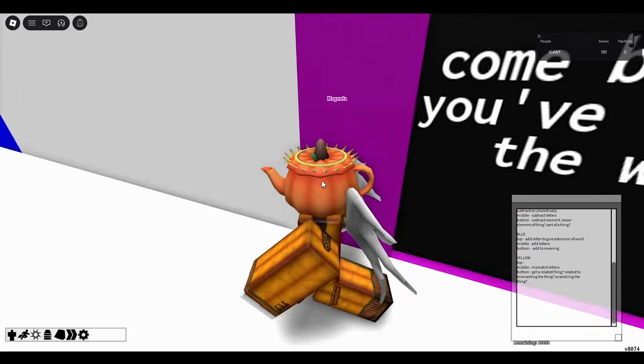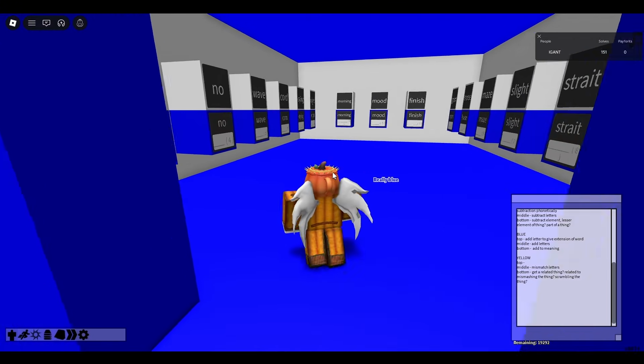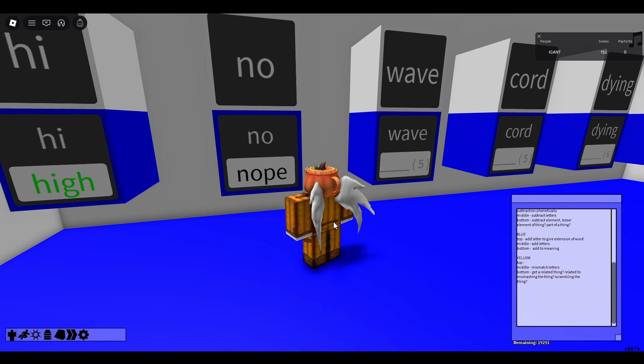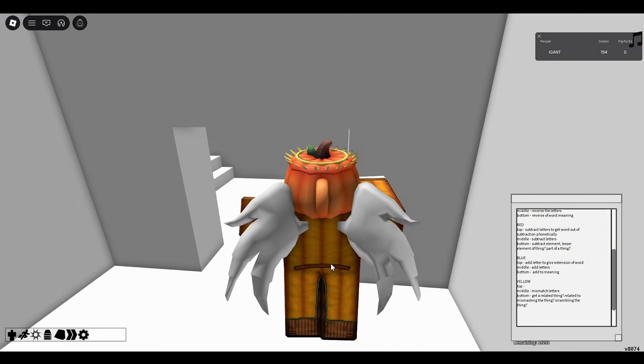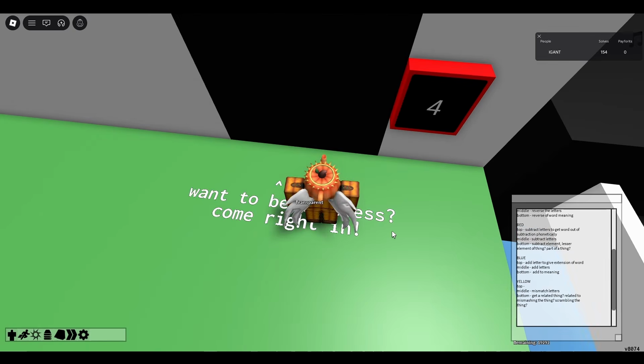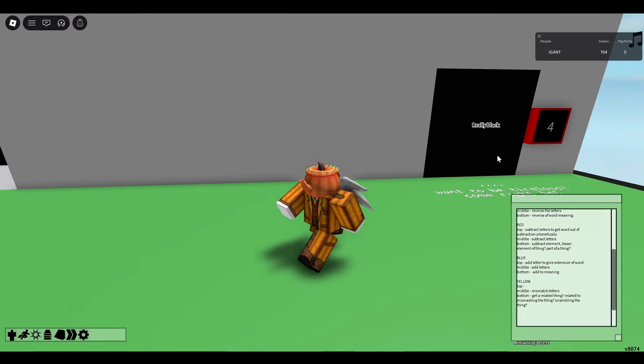28. So I need to get in there to finish this area. So again, it was the same thing, but you add now. Well, we got 150, so let's go check out what was behind that 150 door. Want to be tireless? Come right in. I can't go in there though.